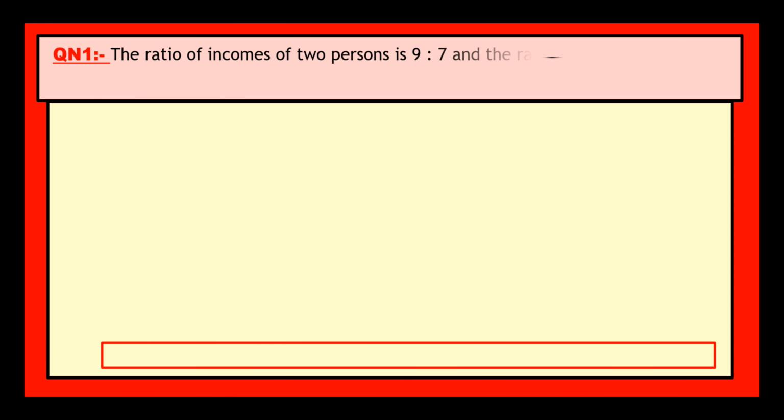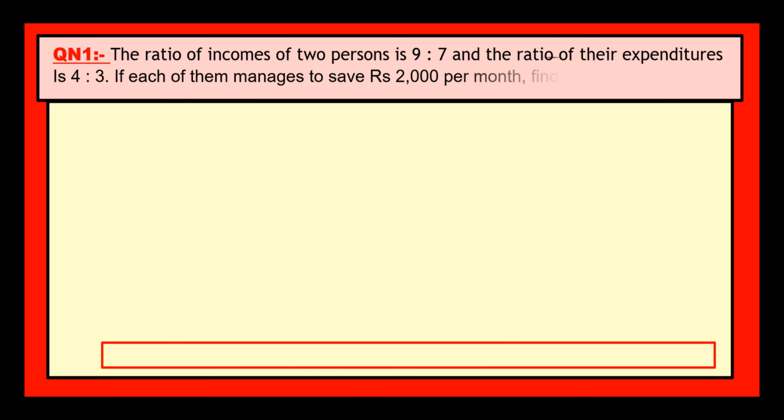Here is the question. The ratio of incomes of two persons is 9:7 and the ratio of their expenditures is 4:3. If each of them manages to save 2000 rupees per month, find their monthly incomes. I shall repeat. The ratio of incomes of two persons is 9:7 and the ratio of their expenditures is 4:3. If each of them manages to save 2000 rupees per month, find their monthly incomes.